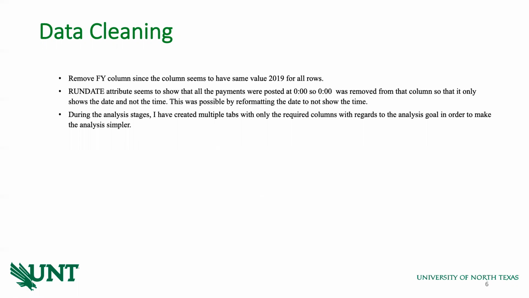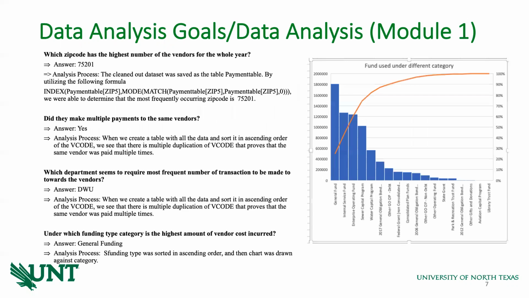So the first step here was to do data cleaning. One of the things I did was there is a column called FY for fiscal year, and the value was 2019 for all of them. So I thought it's not needed, so I got rid of that. And there's another column called run date. It has time, that's 0:00 for all of them. So I decided to get rid of 0:00, so it only shows the date. Likewise, when I do the additional analysis, I have created extra tabs depending on which specific columns I need.